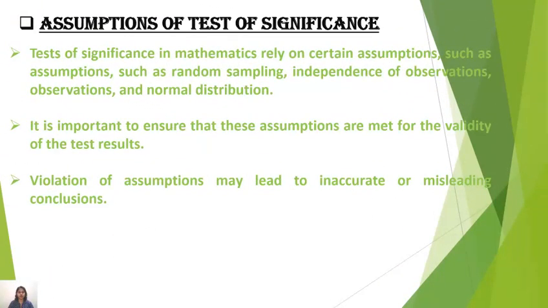Assumptions of test of significances. Tests of significance in mathematics rely on certain assumptions such as random sampling, independence of observations, and normal distribution. It is important to ensure that these assumptions are met for the validity of the test results. Violation of assumptions may lead to incorrect or misleading conclusions.